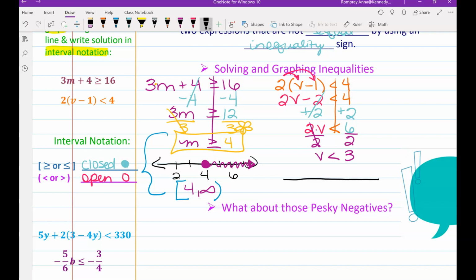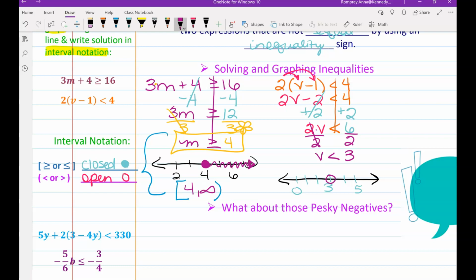Cool. So let's go ahead and set up our other number line. Again, I'm starting at 3. I kind of do this shorthand a little bit. Start at 3, a couple numbers above, a couple numbers below. So at 3, is 3 included in our solution set? Is it open or closed? Well, it is everything less than 3. Does that mean 3? Well, if I plug this in, 3 minus 1 is 2. 2 times 2 is 4. Is 4 less than 4? No, it's not. So 3 is not included.